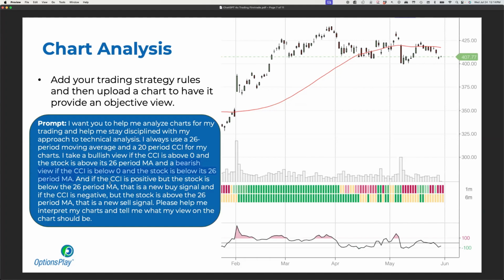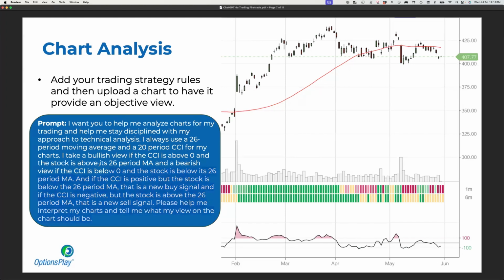And additionally, I add a condition that if the CCI is positive but the stock is below the 26 period moving average, that generates a new buy signal. And if, let's say, the CCI is negative but the stock is above the 26 period moving average, that's a new sell signal. And the goal here is to identify bullish periods, bearish periods, and when I want to get in and out of that specific stock. And I'm basically asking it: please help me interpret my charts and tell me what my view on the chart should be.